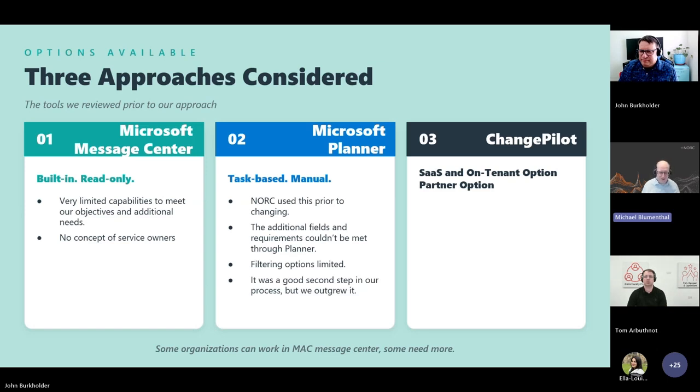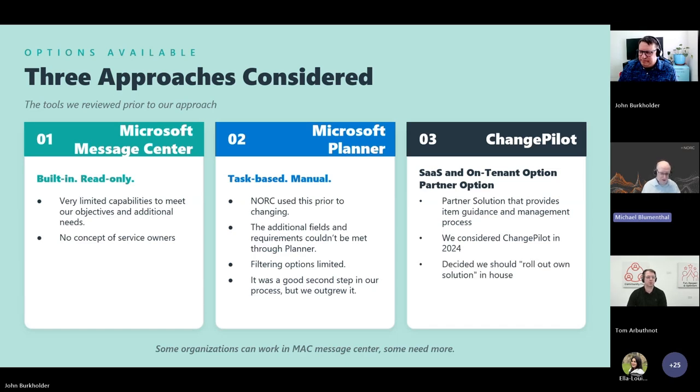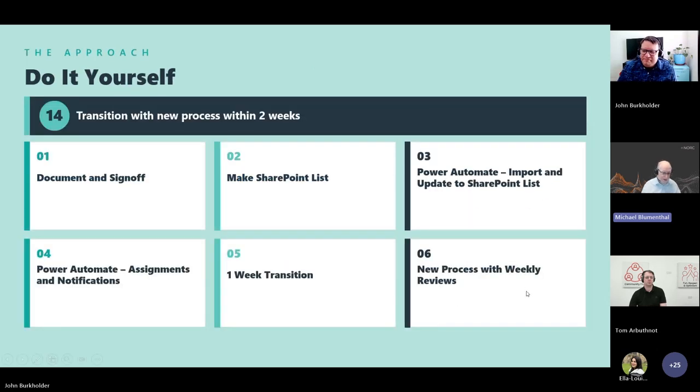So we started looking around, and we looked at ChangePilot, which is one of the few and one of the best third-party options out there. It has some nice things to offer, and we evaluated it in 2024, but we decided that we should really roll our own for a couple of reasons. So with that being the context, I want to turn it over to John, and he can tell you about what we did. So basically what it did was turn this into a 2-week process.